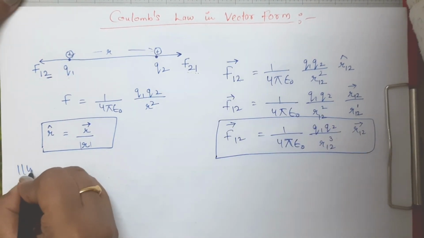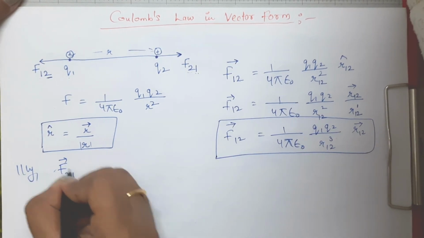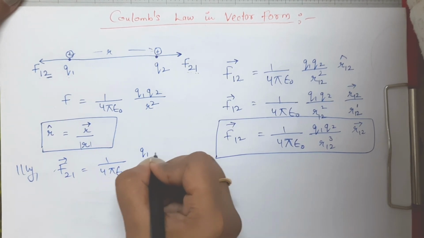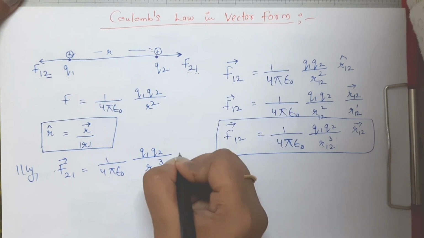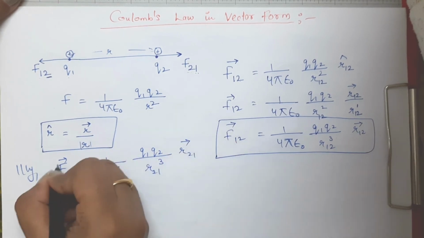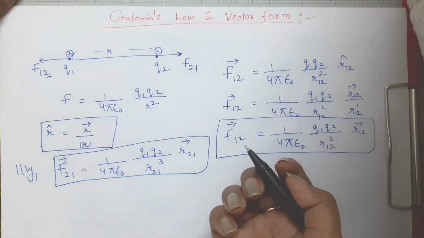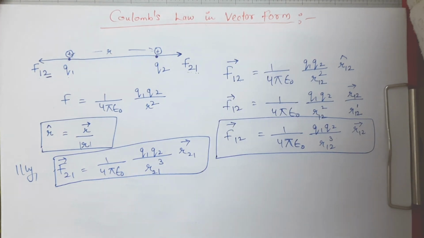Similarly, in the same fashion, F of 21 will be 1 by 4 pi epsilon naught q1 q2 by r21 cube into the r21 vector. So this is in vector form, and this gives us the direction as well. So this is basically Coulomb's law in vector form.